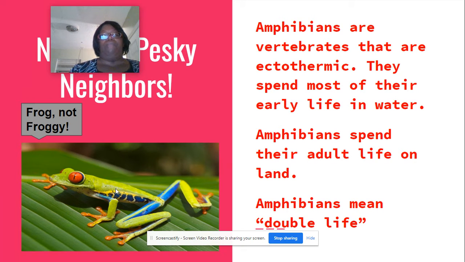So amphibians are vertebrates that are ectothermic. They spend most of their early life in water. And see the little frog. Amphibians spend their adult life on land. So amphibian means double life. Part of their life is spent on land and the other part of their life is spent in the water.